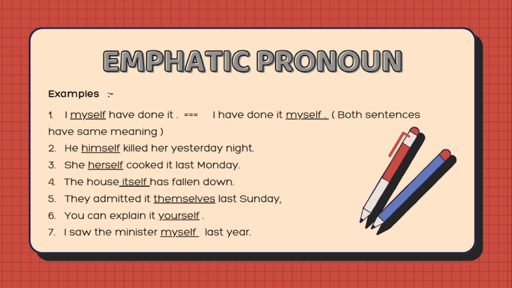Next, fifth one. They admitted it themselves last Sunday. They subject, admitted main verb 2. The sentence is in past simple in active voice. It object. Here, the self form themselves is written immediately after the object it. What is the meaning of this sentence? It means no one forced them to admit it. That is the meaning of this sentence.